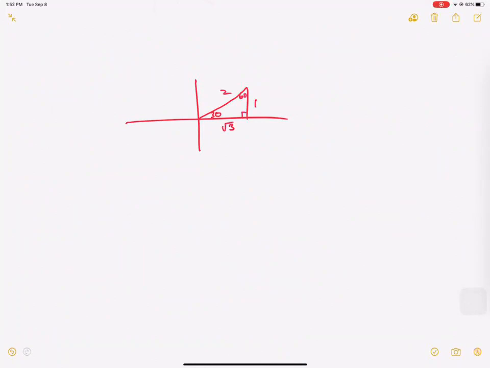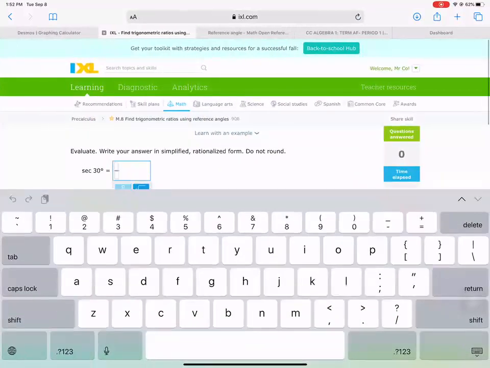How do I do that? The short side is always 1. Hypotenuse is always double in a 30, 60, 90 triangle. And the long side is square root of 3. Secant of 30 degrees is hypotenuse over adjacent. Copy hypotenuse, copy adjacent. That's it. Rewrite it. 2 square root of 3 over 3. Go back. Fraction 2 square root 3 over 3.